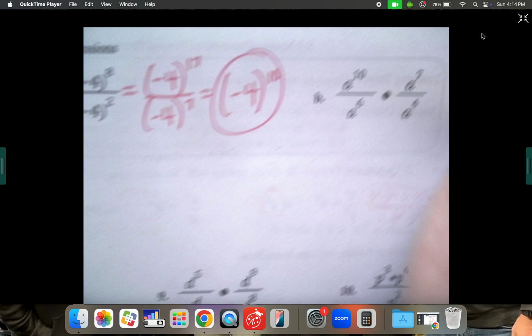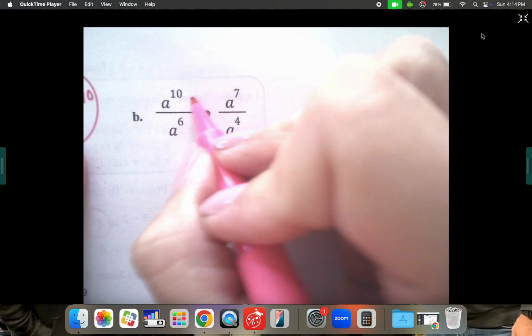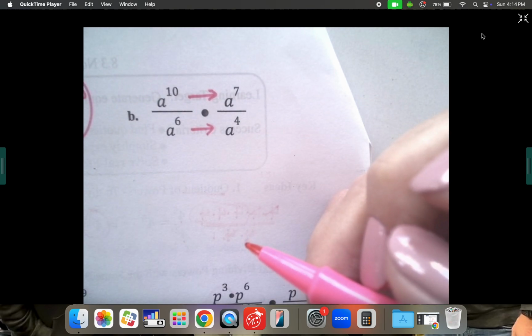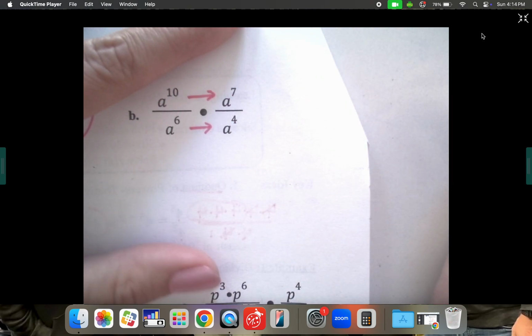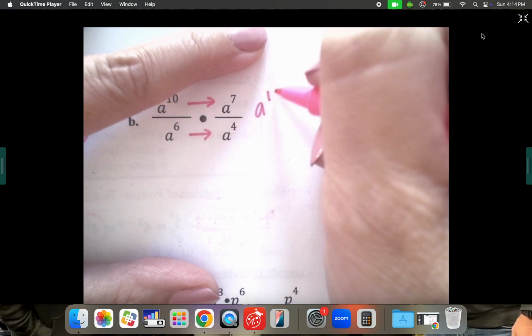And this is how we're going to do all of these. So let's try one with just variables. You'd still do it the same way. The numerator can be multiplied by numerator, denominator multiplied by denominator. So a to the 10th times a to the 7th would be a to the 17th.